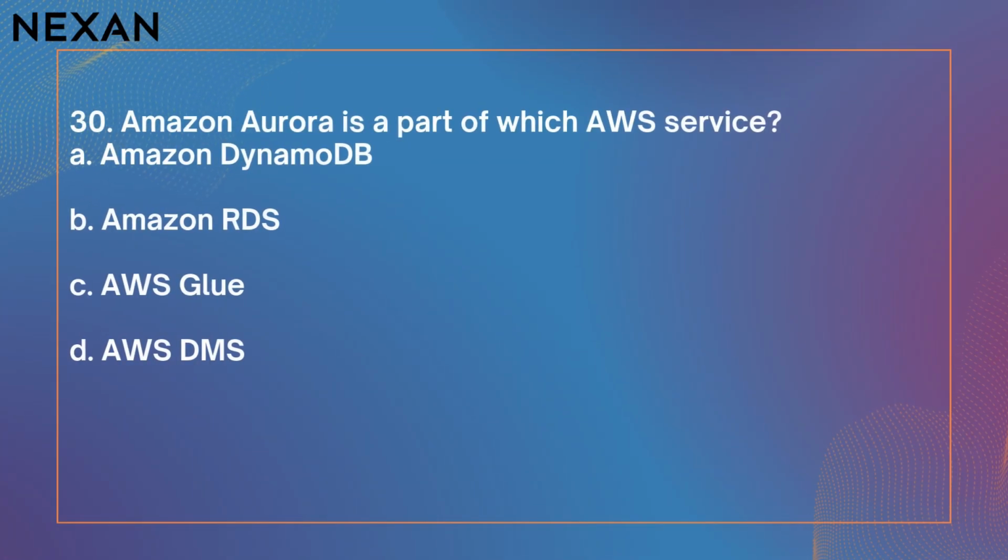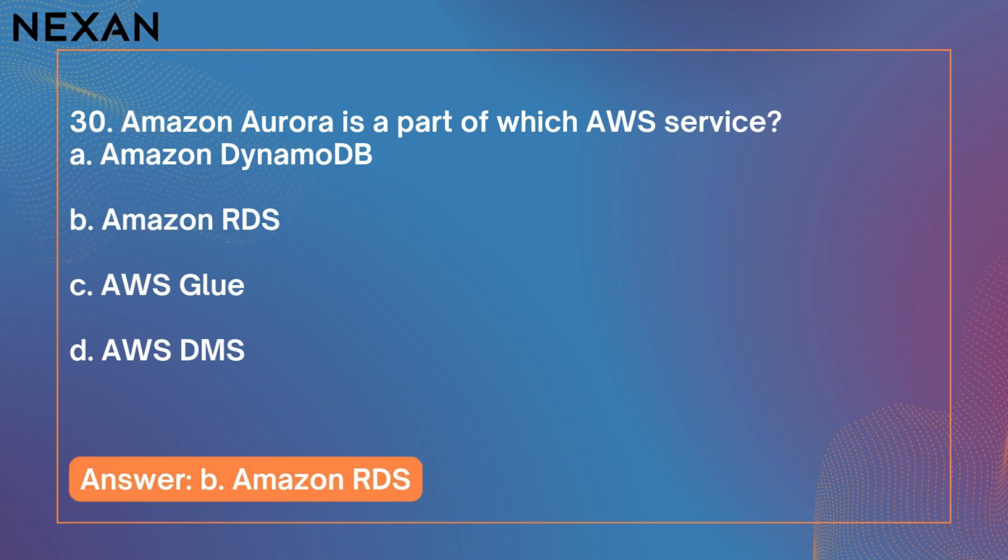30. Amazon Aurora is part of which AWS service? A. Amazon DynamoDB. B. Amazon RDS. C. AWS Glue. D. AWS DMS. Answer B. Amazon RDS.